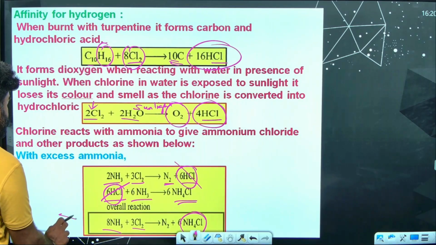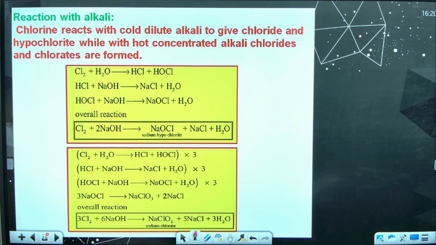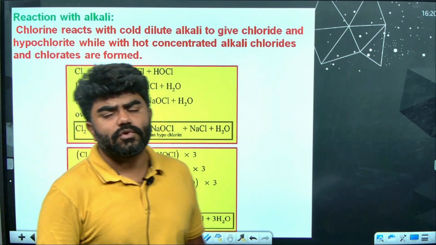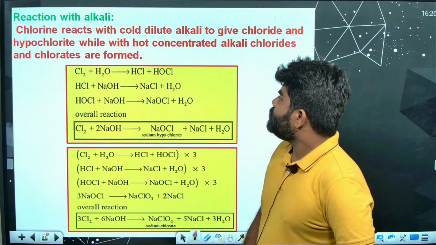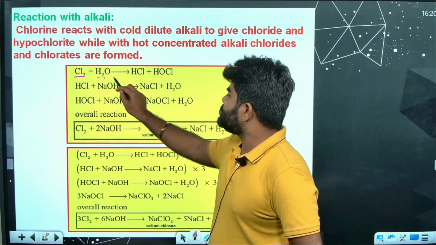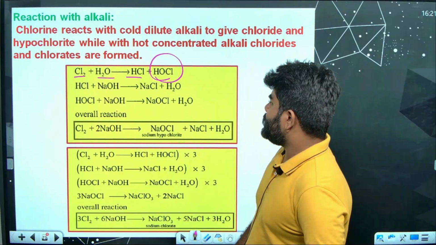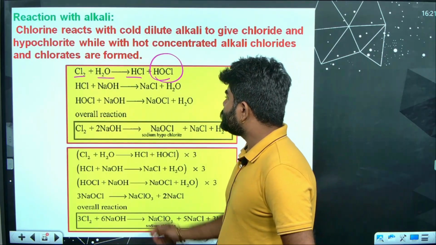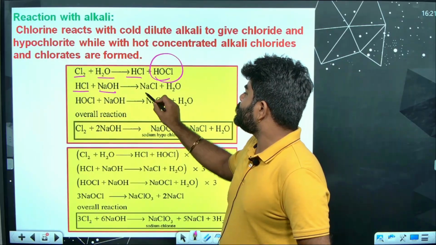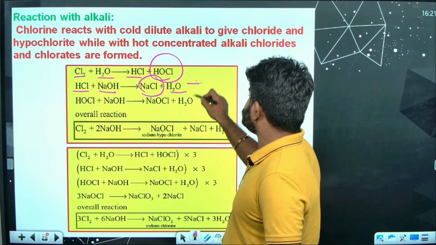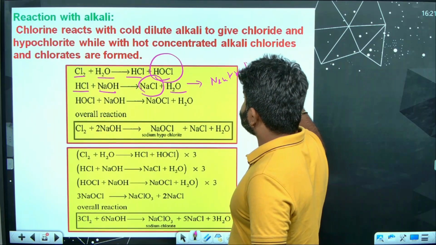So this is the overall reaction. Okay. Next, reaction with alkali. So let us see what happens when chlorine reacts with alkali. First, chlorine when it is diluted with water, it forms HCl and HOCl, which is hypochlorous acid. Now when HCl is treated with NaOH, we get NaCl and water, which is our usual neutralization reaction, right?